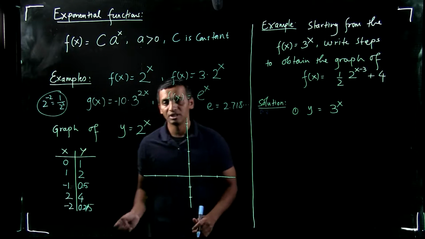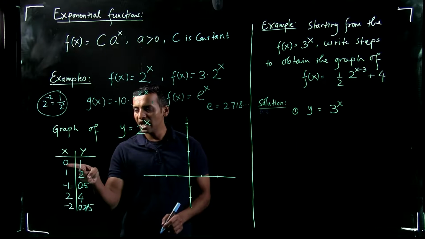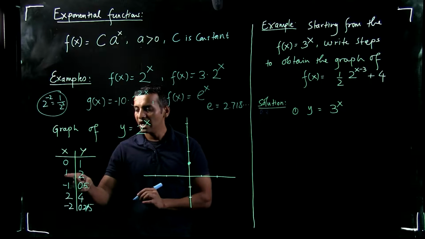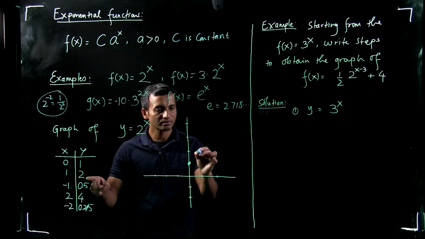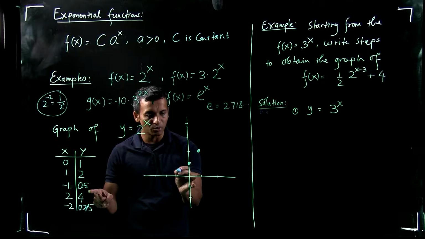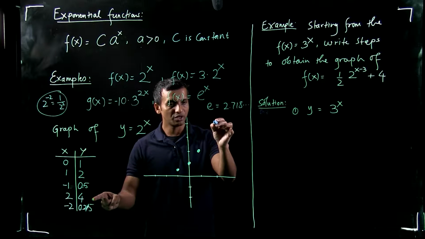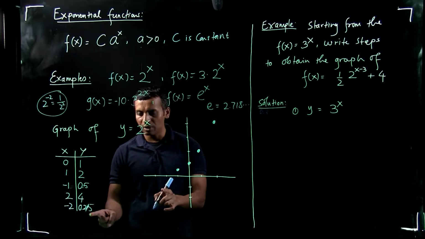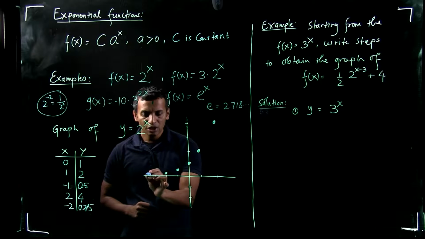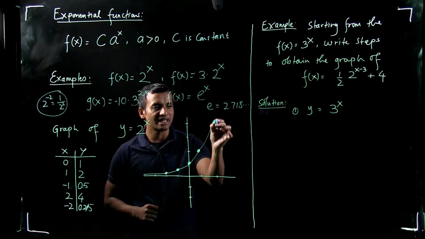Okay, let's plot these points. You continue taking these values of x and getting values of y. At x equals 0, you will get 1. That is one point. At x equals 1, you will get 2. At x equals negative 1, you will get 0.5, half of that, somewhere here. At x equals 2, you will get 4, somewhere here. At x equals negative 2, you will get 0.25, even half of that. And it continues that way. So if you draw the graph, you will see the graph of y equals 2 to the x looks like this.